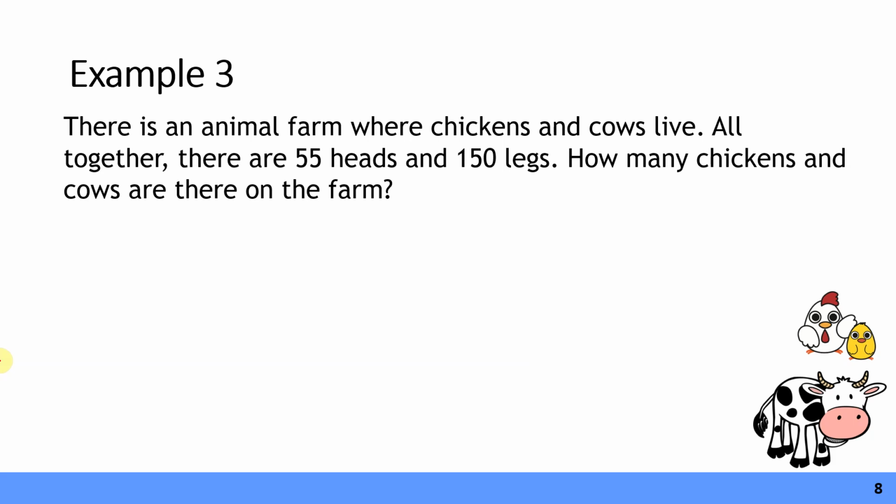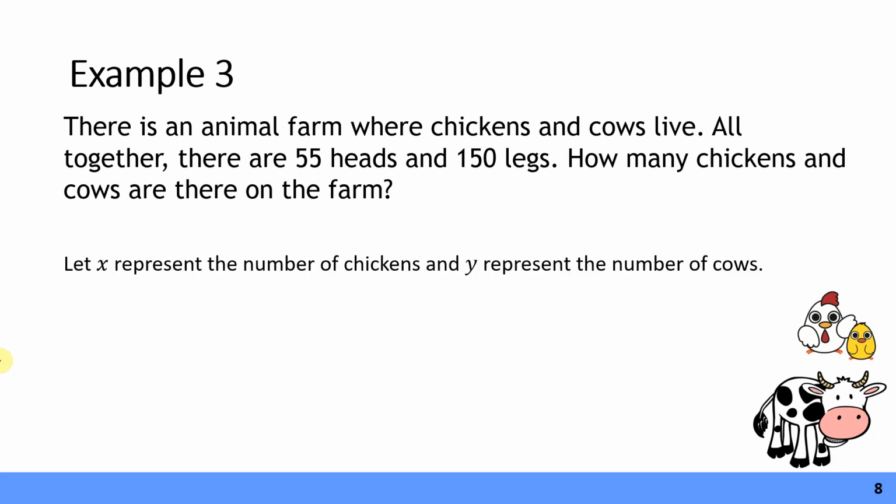So again, before you do any problem, you do have to set it up and you have to let me know what represents what. So again, we're using X and Y. You guys can use whatever letters you want. If you want the H to represent chickens and the C to represent cows, go for it. But I always use X and Y. So I'm going to let X represent the number of chickens and Y represent the number of cows. And then we'll just set up the problem.